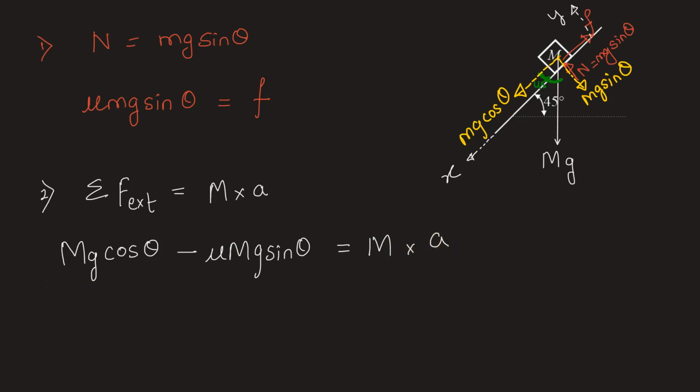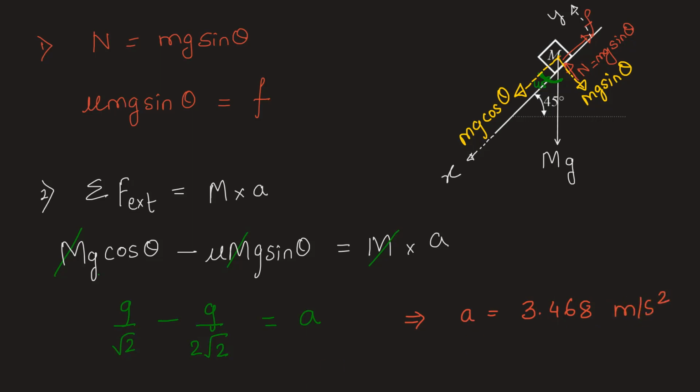From this equation we can cancel out mass from all terms. What we are left with is g cos theta. This cos theta is nothing but cos 45 degree, and cos 45 degree is 1 by root 2. So we have g by root 2 minus mu, which is 0.5, nothing but 1 by 2. So g by 2 root 2, 1 by 2 into 1 by root 2, is equal to the acceleration. By substituting the value of g, we have the value of acceleration as 3.468 meter per second square.